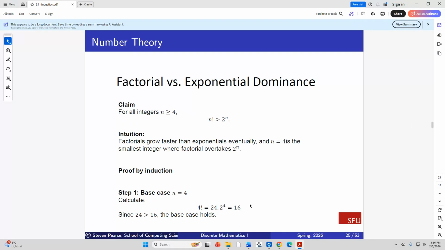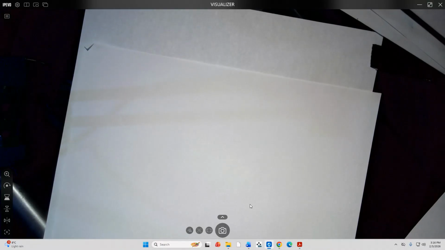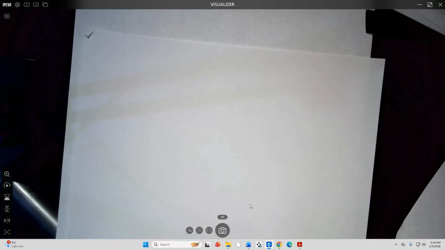Now, this is pretty good. This is something we didn't do in chapter 3, which is function dominance. You'll learn that in 225.